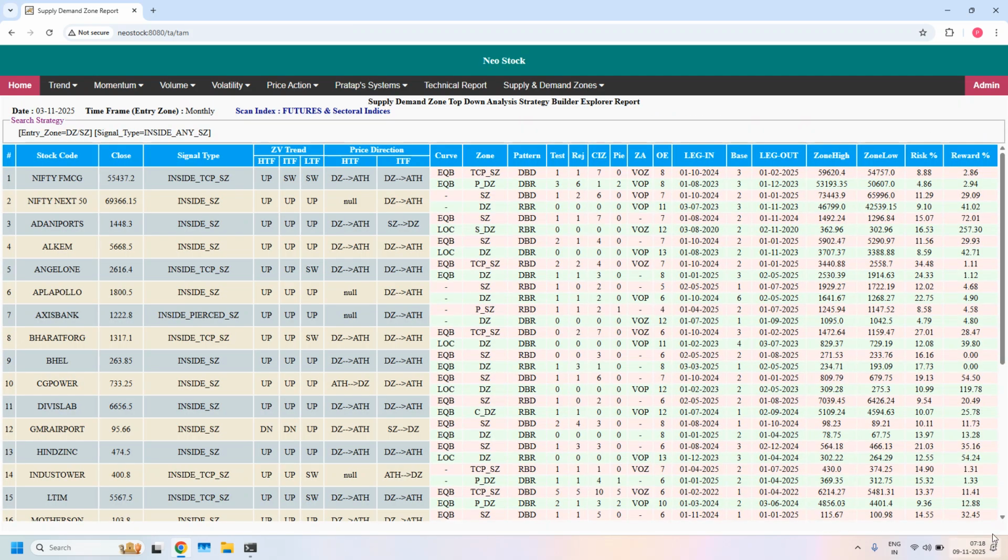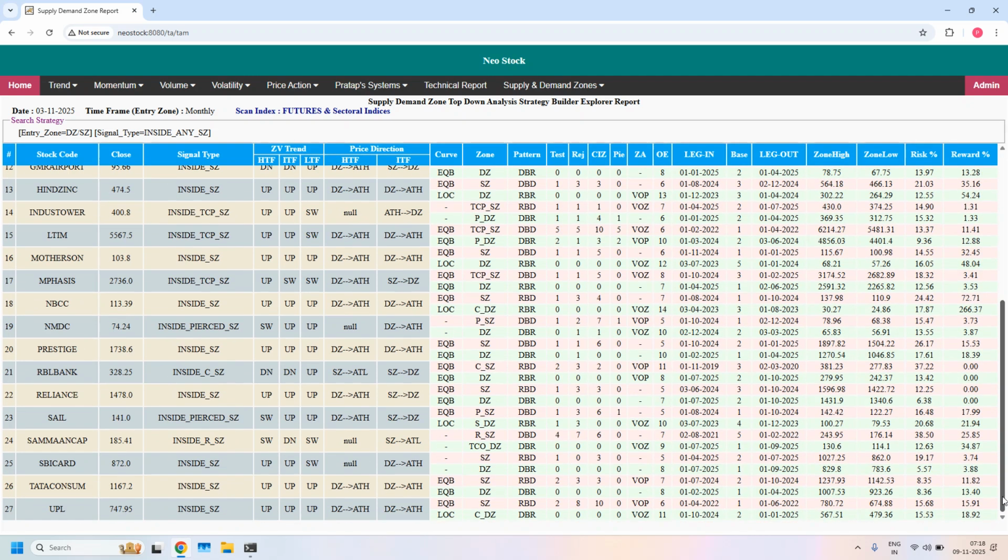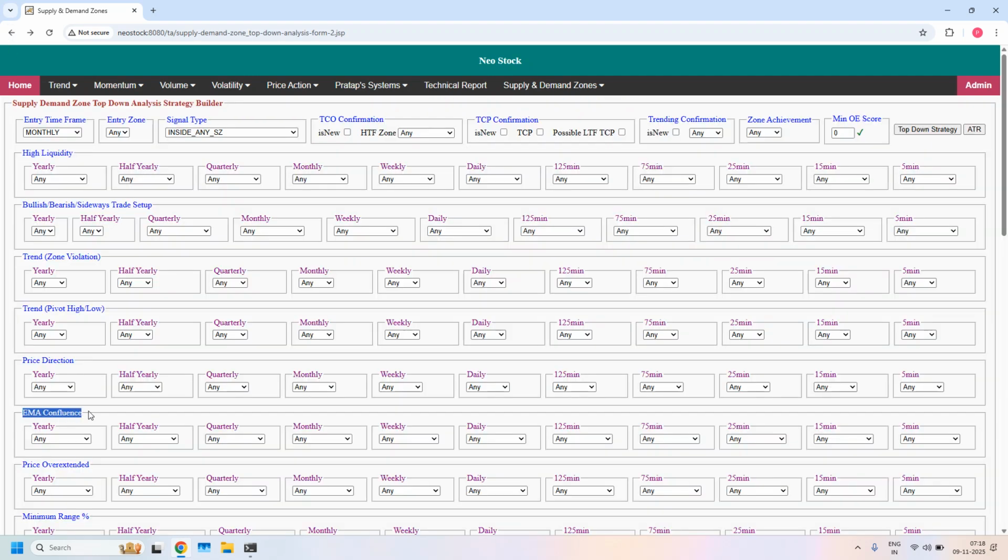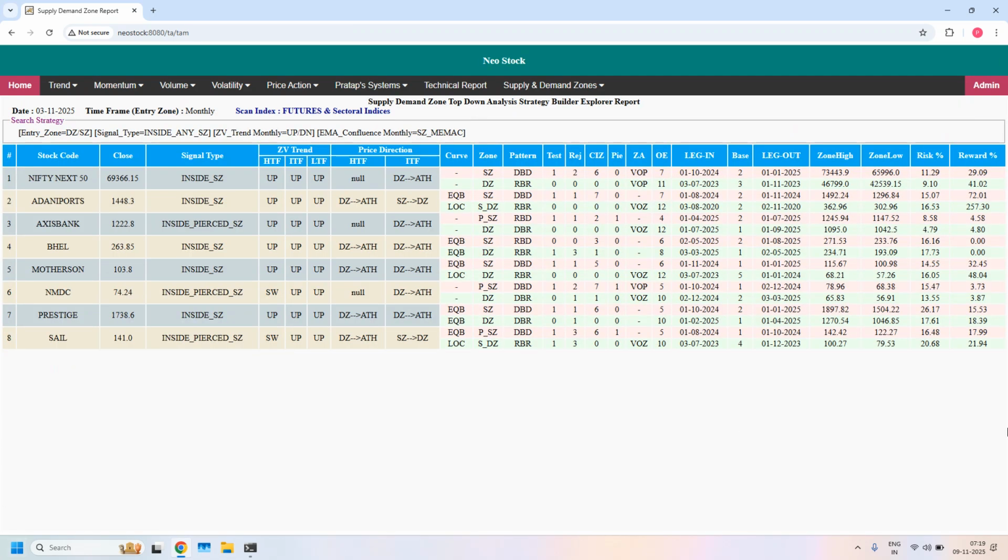We got 15 stocks. First 15 stocks in the list. Scrolling the list down, total 27 stocks we got. Let us filter this list based on monthly supply zone having monthly EMA confluence. And also trend on the monthly should not be sideways. So we got 8 stocks.